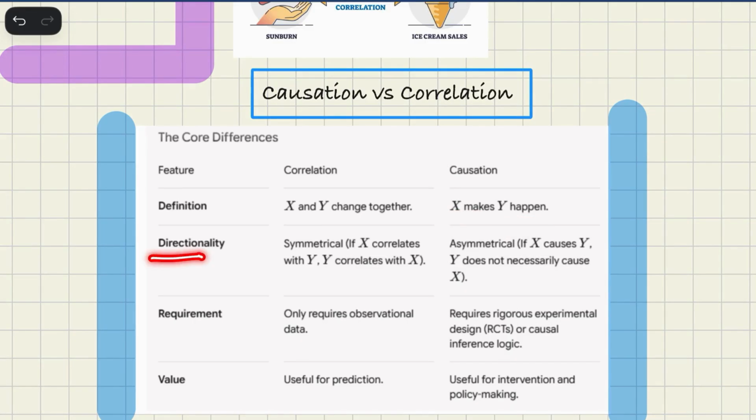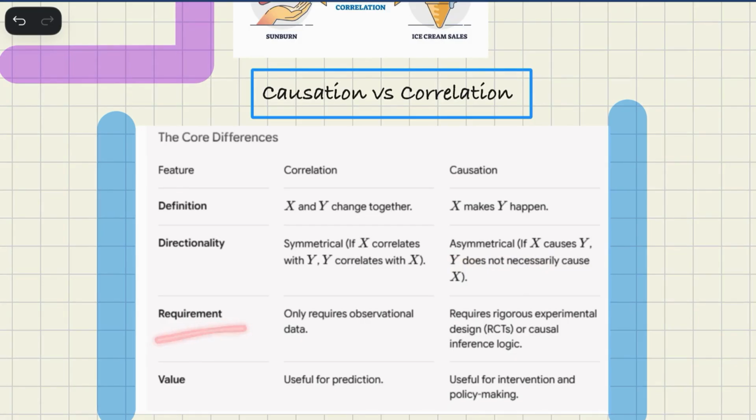And if we talk about directionality, correlation is completely symmetrical. So if x correlates with y, then y automatically correlates with x, right? With the exact same strength. But causation is strictly asymmetrical. If flipping the light switch x causes the light bulb to turn on, then twisting the light bulb does not cause the switch to flip itself. All right, so this works only one way. It is unidirectional only, right?